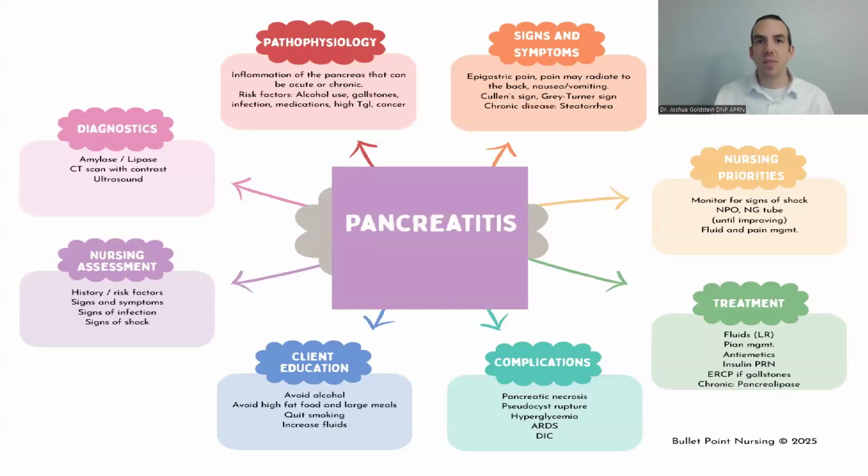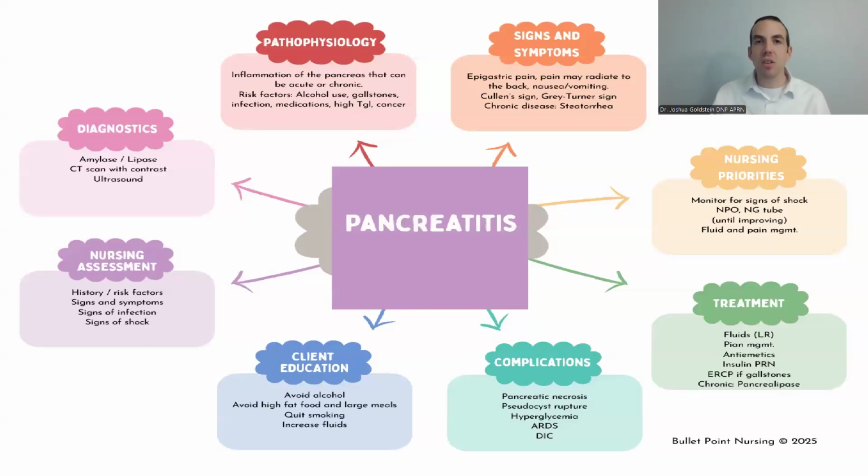And we really want to assess for signs of shock because pancreatitis can go into the patient developing full-blown shock. Nursing priorities are going to be to monitor for those signs of shock, again, because that's our number one concern with these patients. For nursing priorities, we're really going to want this patient to be NPO until they start to recover. We may put in an NG tube to get whatever's in the stomach out. That can help the symptoms and the progression of pancreatitis.